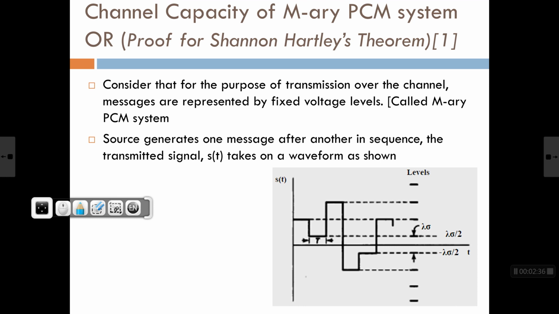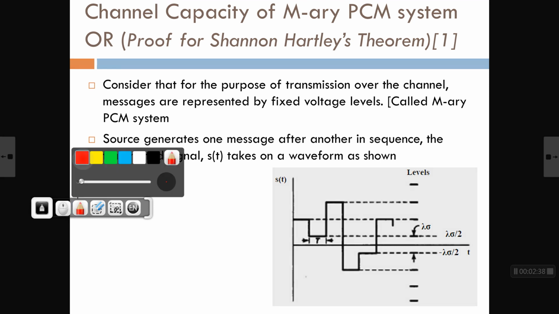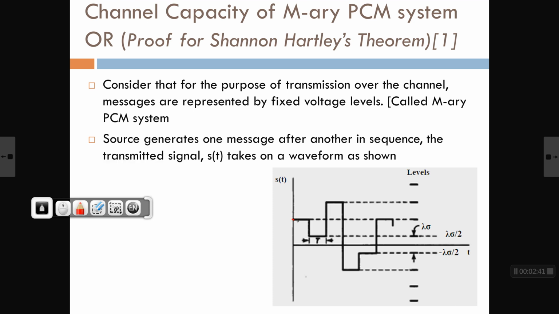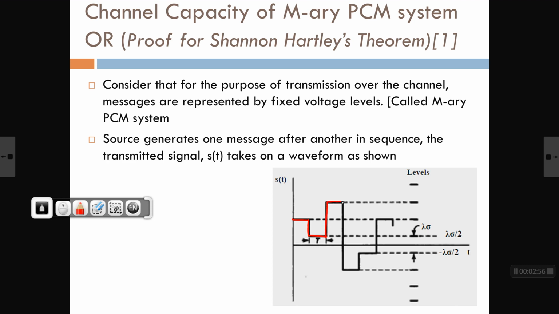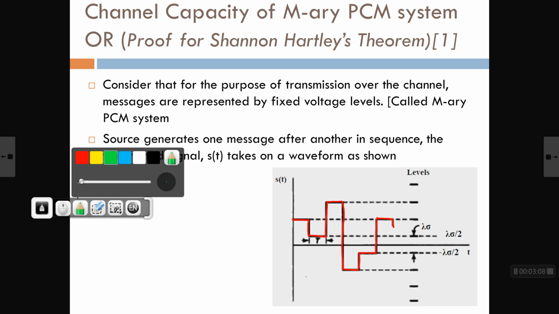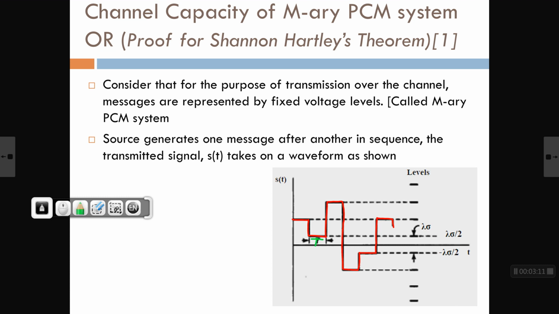Now this is one of the examples which we have taken in order to do this derivation. So this message is at a particular level. Then during the second time interval, another level. During the third time interval, it takes another level. Fourth time interval, it is taking some negative level. Fifth, also some negative. This is the sixth, and so on and so forth. Whatever is shown here is a time interval T.